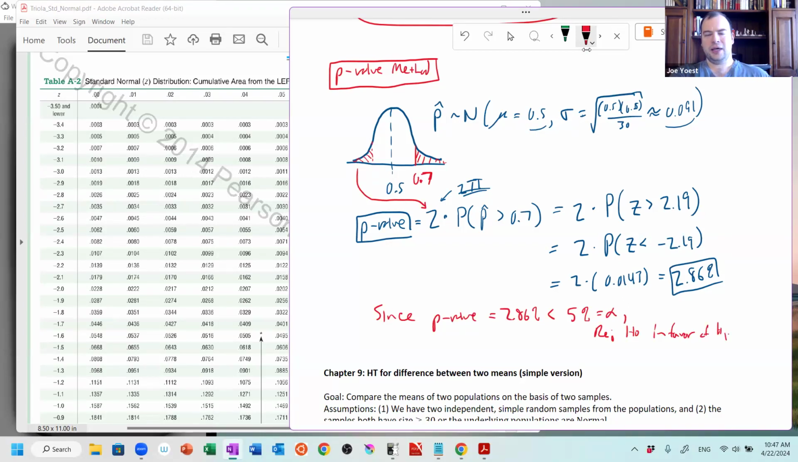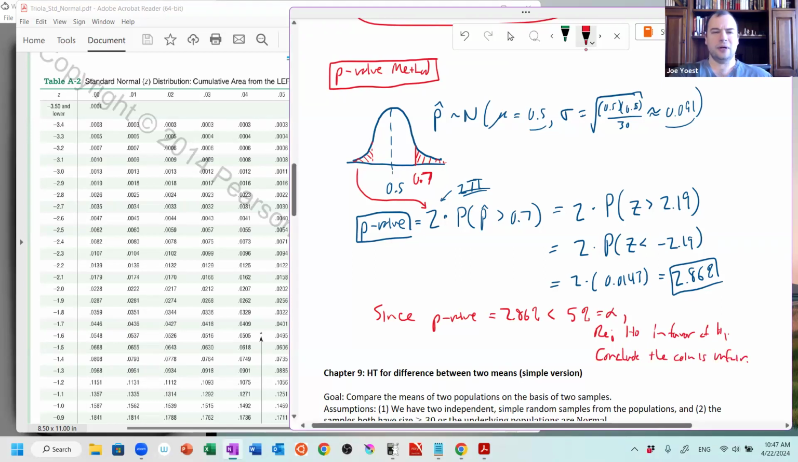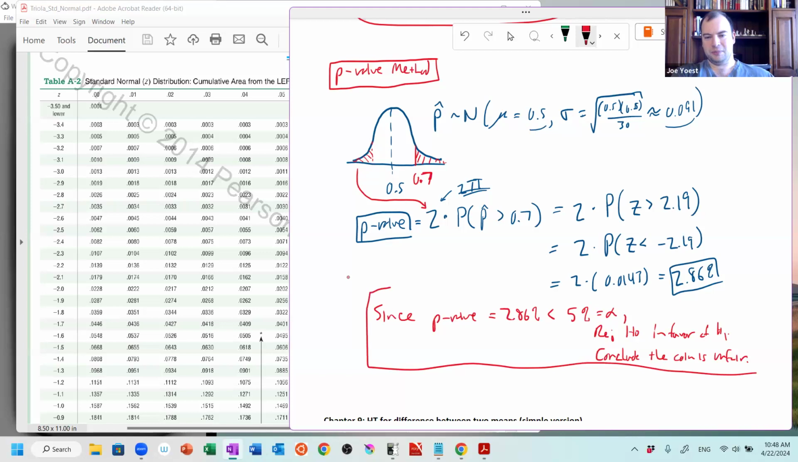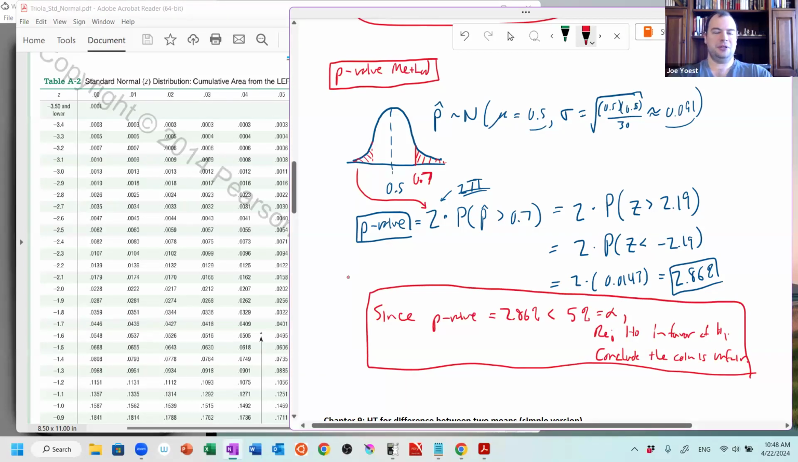and I conclude the coin is unfair. Or as I said before, I could give a little more detail there. I could say something like, I see that this sample gives statistically significant evidence at the 5% level that the coin is unfair. I haven't proved it beyond any doubt, but I've given statistical evidence in favor of the alternative hypothesis.